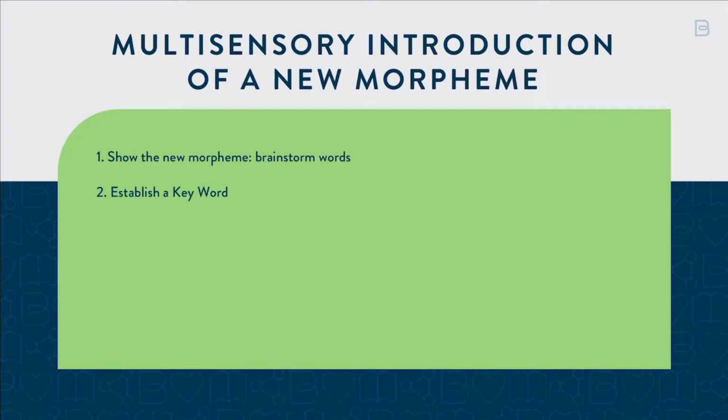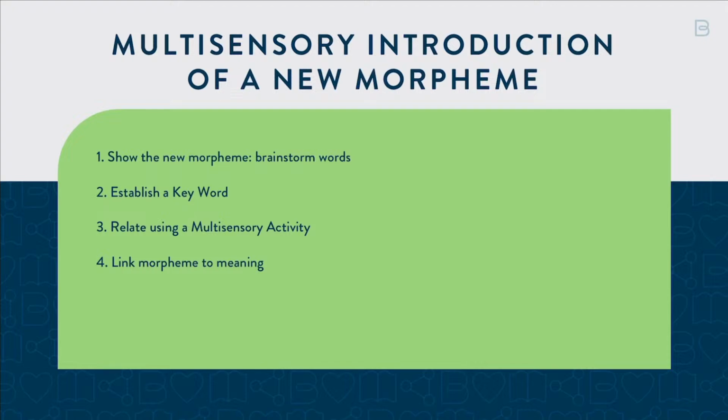We then suggest establishing a keyword. The keyword makes a connection to that root with a word that they probably will have heard of before and can connect to. We then include a multisensory activity for that keyword so students can be engaged in making those connections. And then we're going to link the morpheme to meaning.